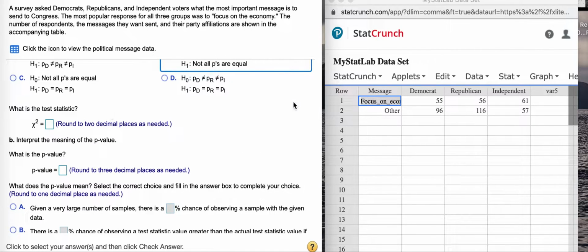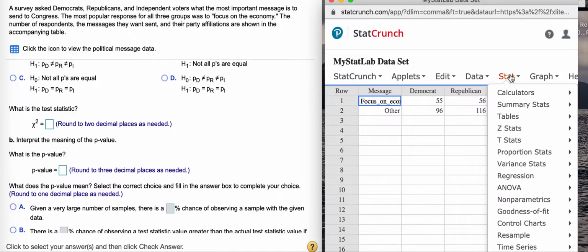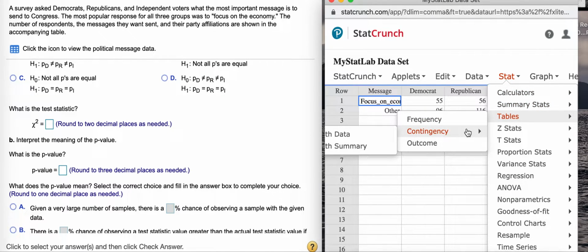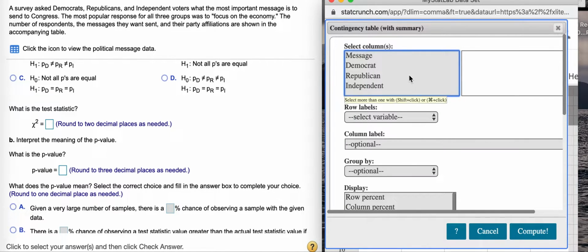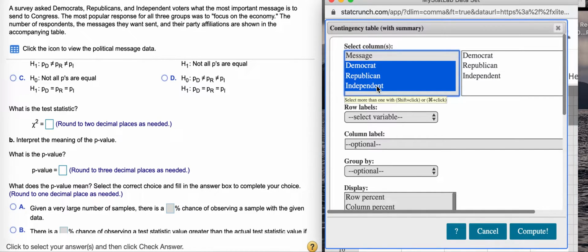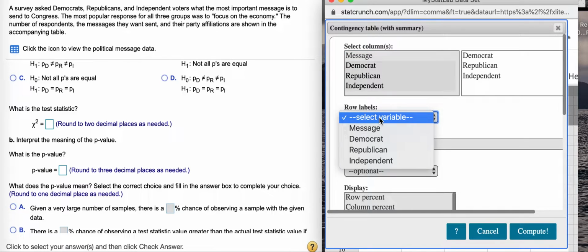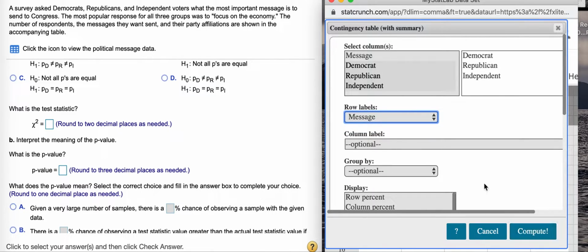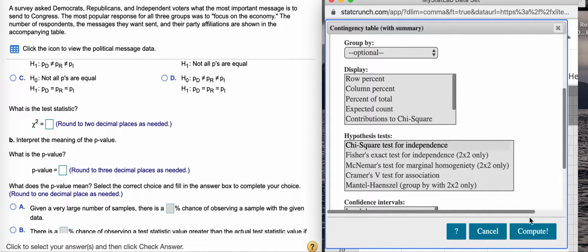So we're going to do a chi-square test. So here what I'm going to do is in StatCrunch, choose tables, contingency table, and with summary. We have a summary table. So here we have our columns. So I'll highlight Democrat, Republican, and Independent, and the row labels will be, in this case, the message. So we're going to do a chi-square test of independence.